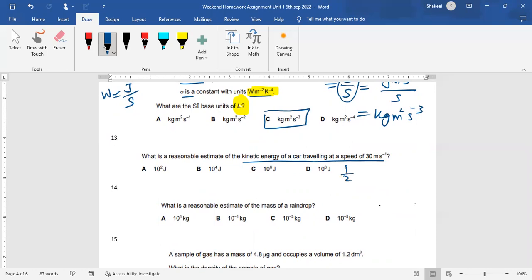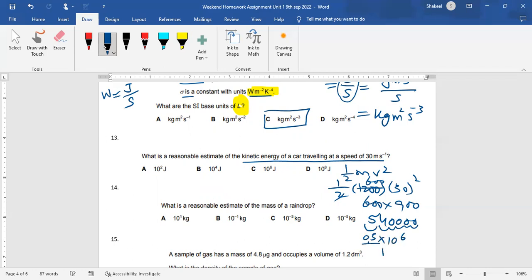It is half mv square. The mass of the car is approximately, let's say, 1200. Speed is 30 square, so this is like 600. So 600 into 900 is around 540,000, like this. So it is 0.5 into 10 power 6, and 0.5 can be rounded off to 1. So it is 1 into 10 power 6 joule, which is this, 10 power 6.